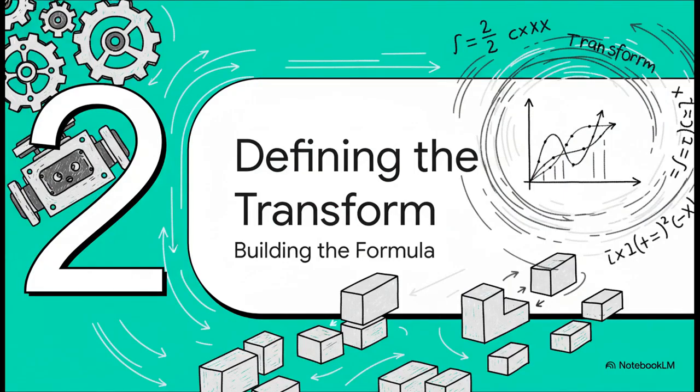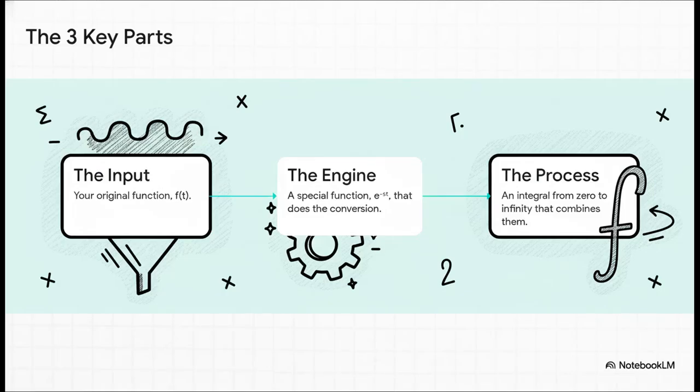All right, it's time to pop the hood and see how this machine is actually put together. We're going to look at the formal definition, but don't sweat it. We're going to do it one piece at a time. So before I throw the big, scary equation at you, let's just look at the three main parts. First, you've got your input, right? That's your function, f of t, the thing you want to change.